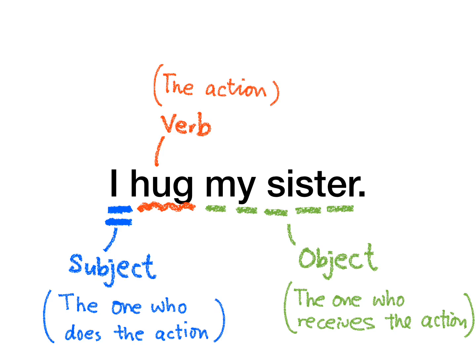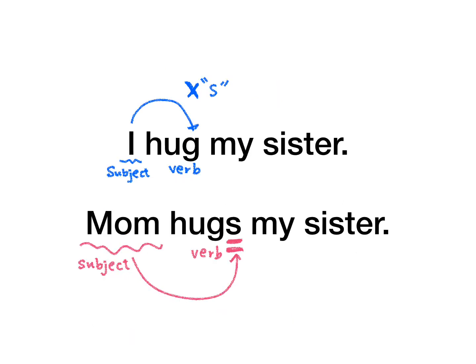So you have to remember, in a basic normal sentence, there should be a subject, a verb, and most of the time you will see an object too. So just now we've seen a sentence, I hug my sister. You know that the subject is I, the verb is hug, and the object is my sister.